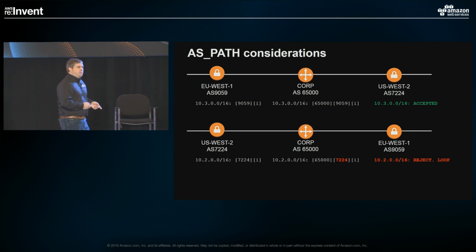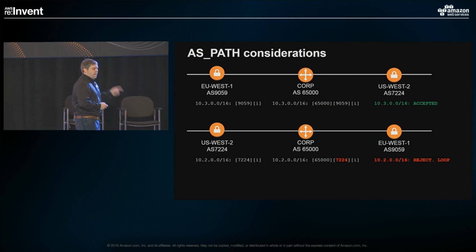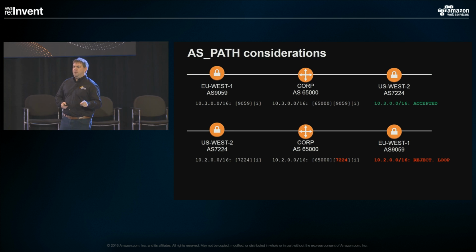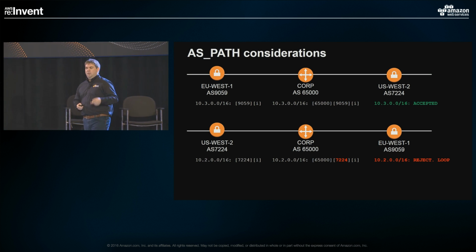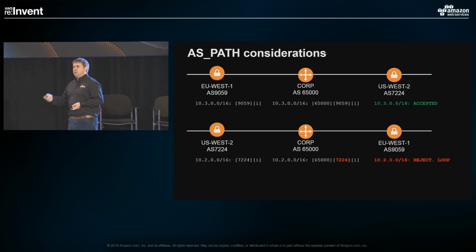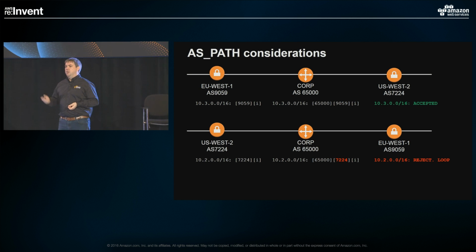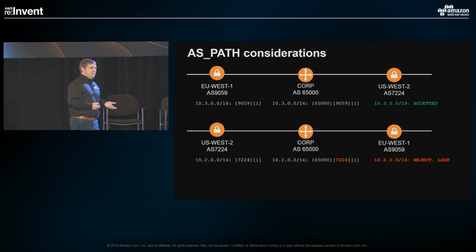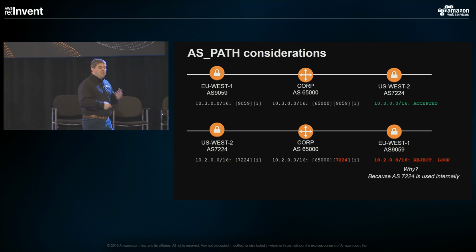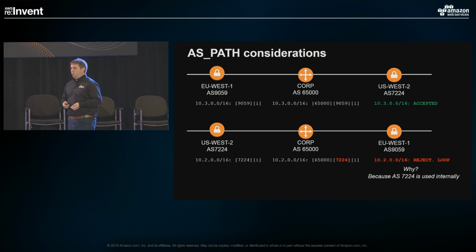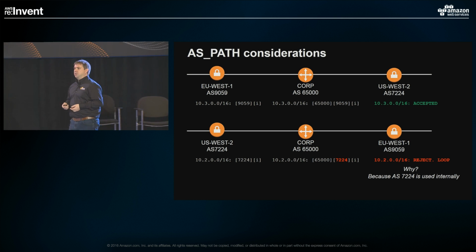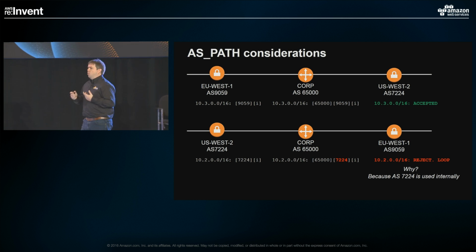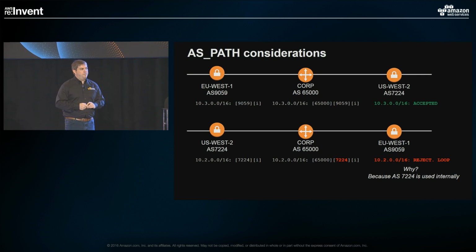Let's do it the other way around. US West 2 announces from 7224 via the backbone 65,000 into EU West 1. Now, EU West 1 is 9059, so everything should be good. But if you actually set this up, you'll find that it is rejected. Why is that? Well, it's because internally we actually use 7224 for quite a few of the internal environments for Direct Connect.